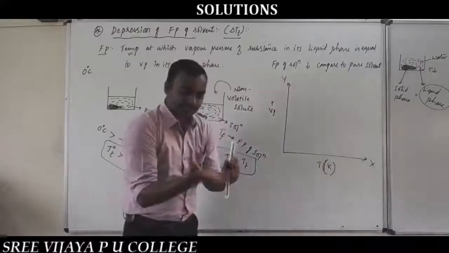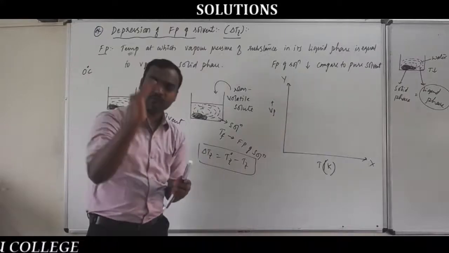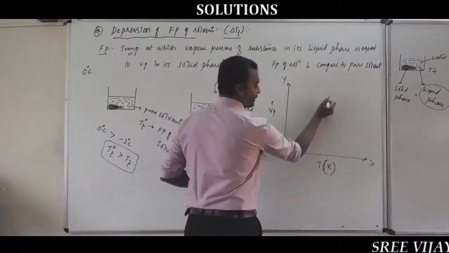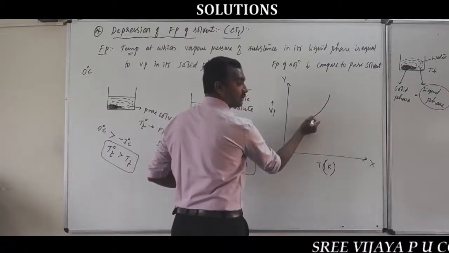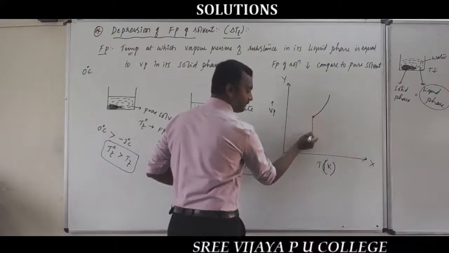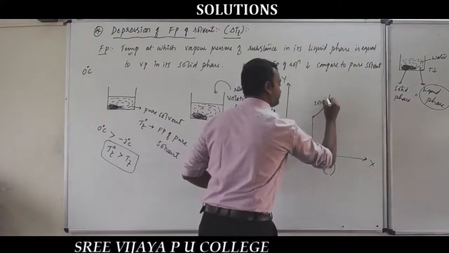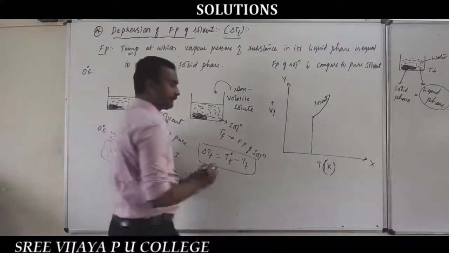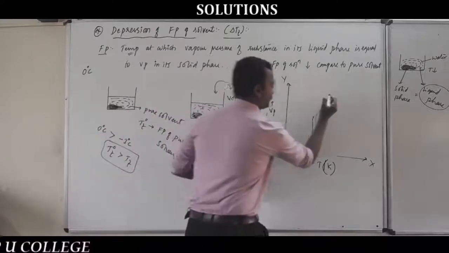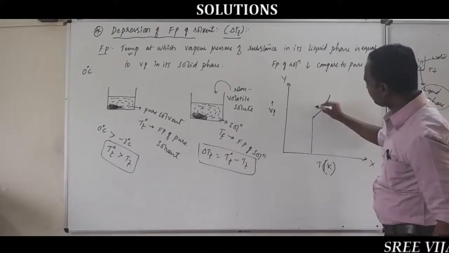As the temperature rises, vapor pressure increases. As the temperature decreases, vapor pressure goes on decreasing. Now I keep decreasing the temperature. So as the temperature decreases, vapor pressure also decreases. At a particular temperature, we draw this curve, and this is for the solvent. I am drawing the solvent.